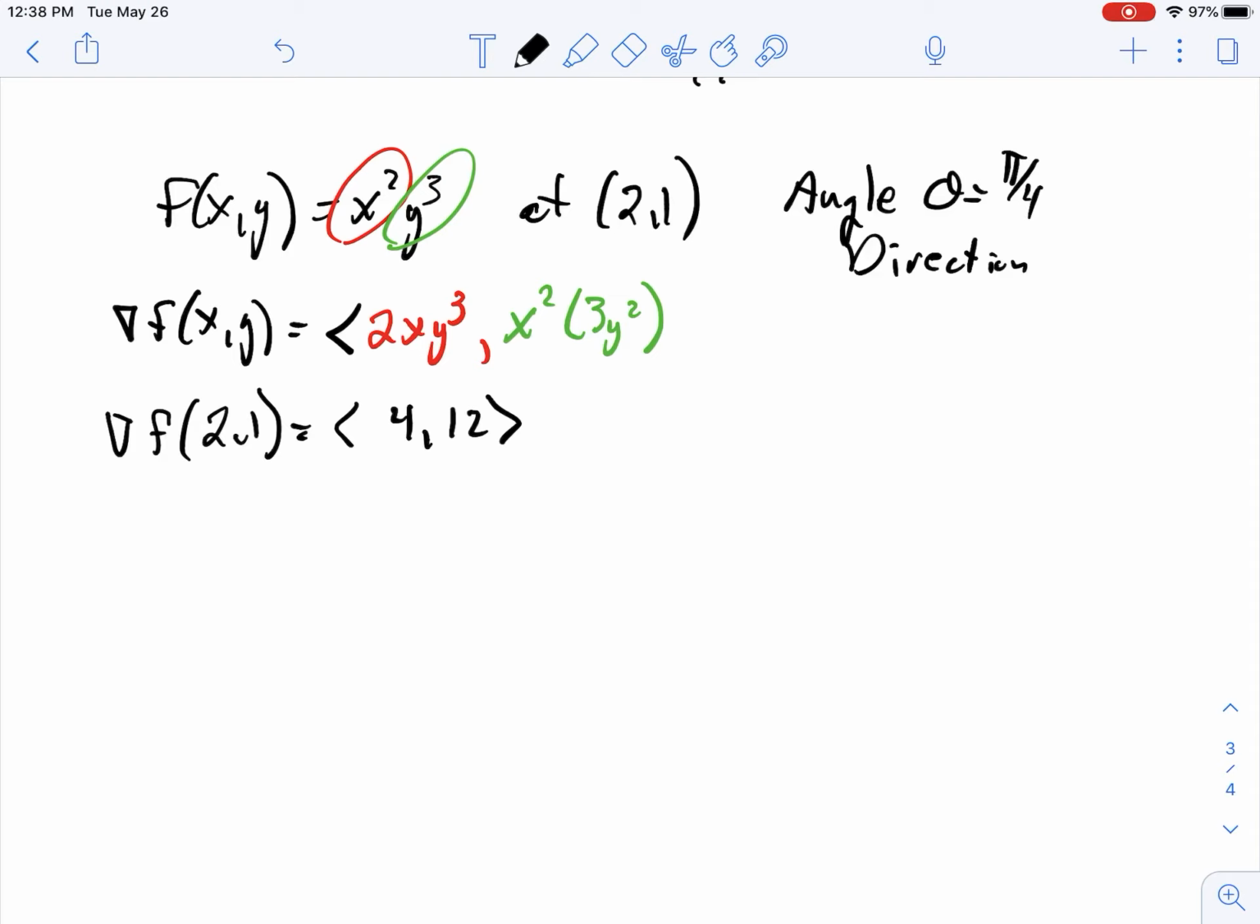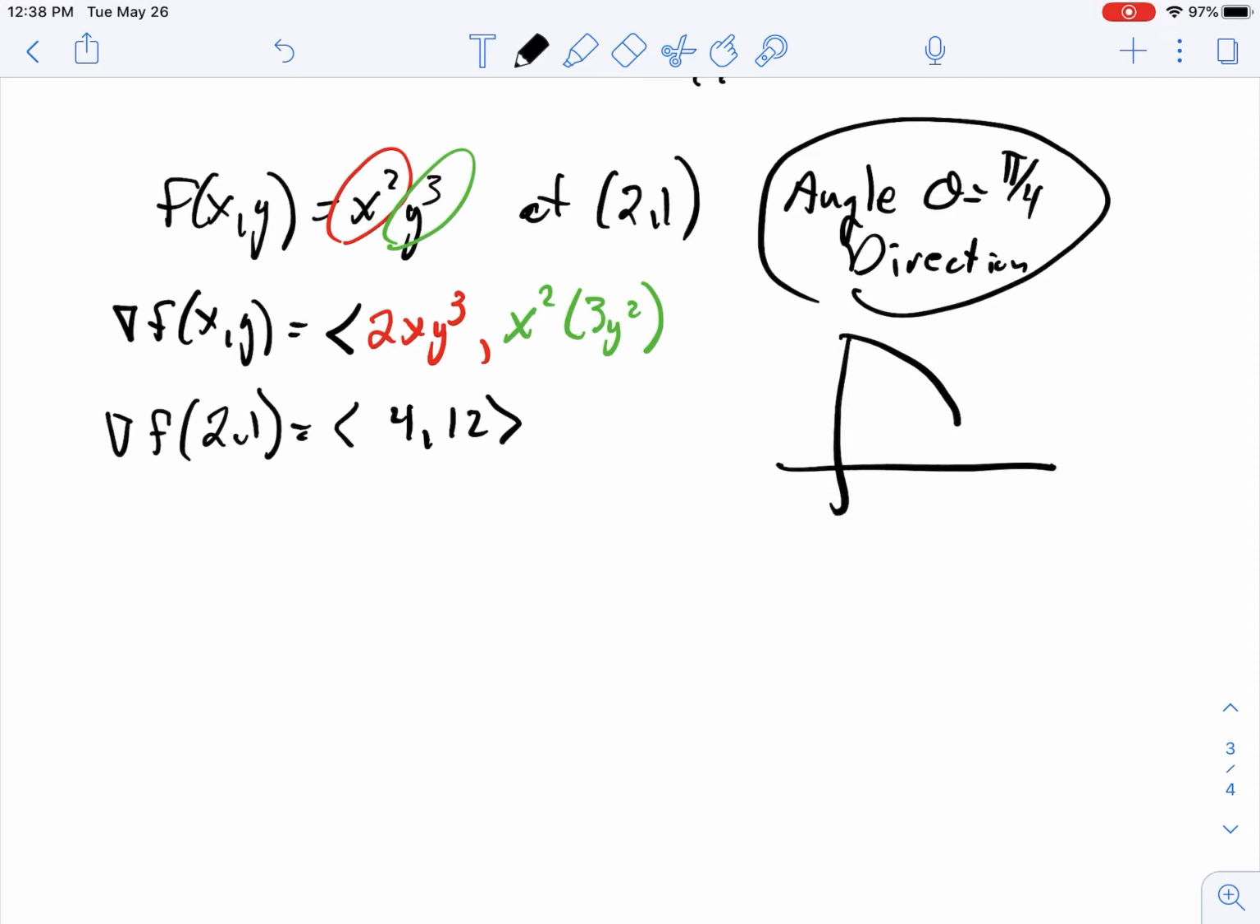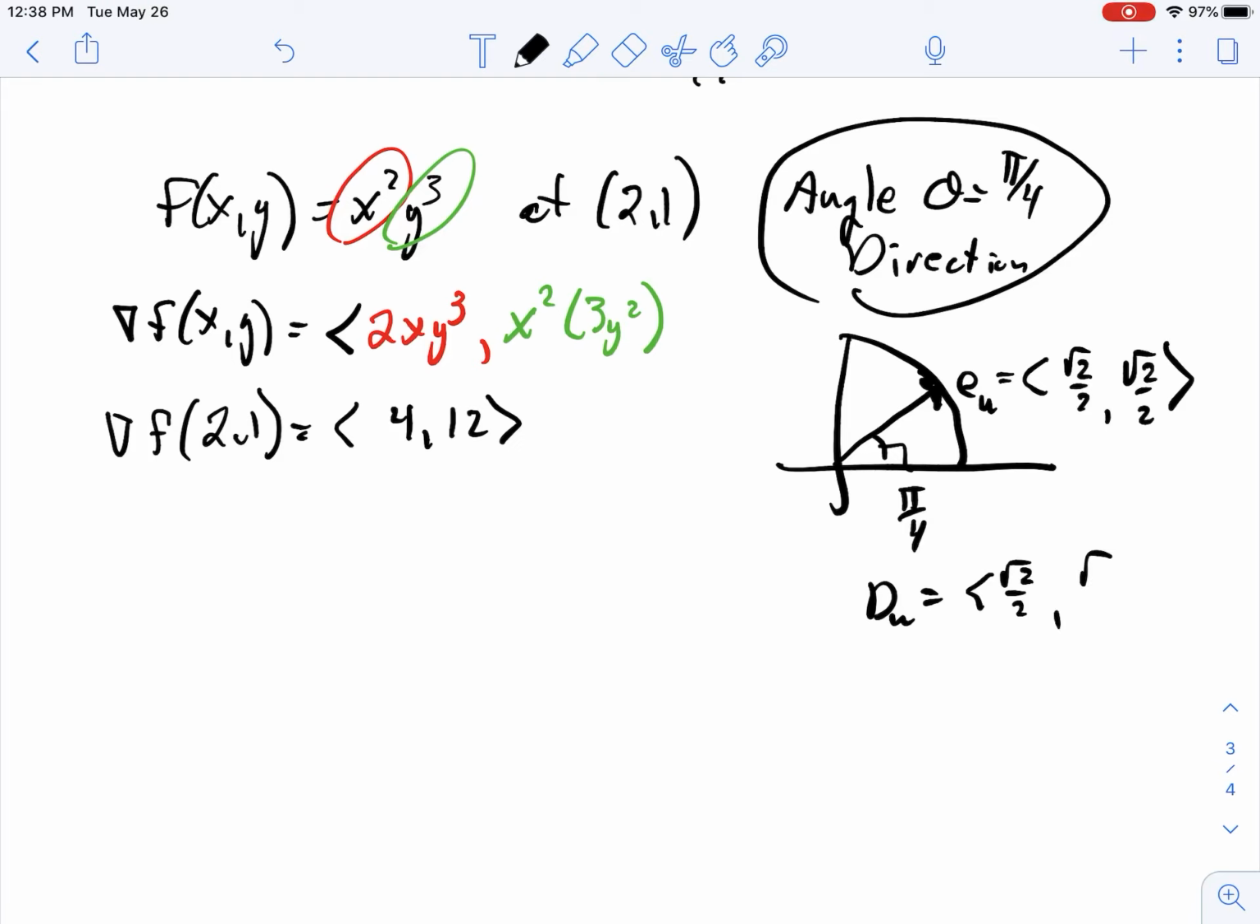Okay. Now, what's the unit vector of this? Well, if you think of it on the unit circle at pi over 4, what's the unit vector of this? Well, that would be root 2 over 2 and root 2 over 2. So therefore, the directional unit vector is exactly that. So root 2 over 2 and root 2 over 2.